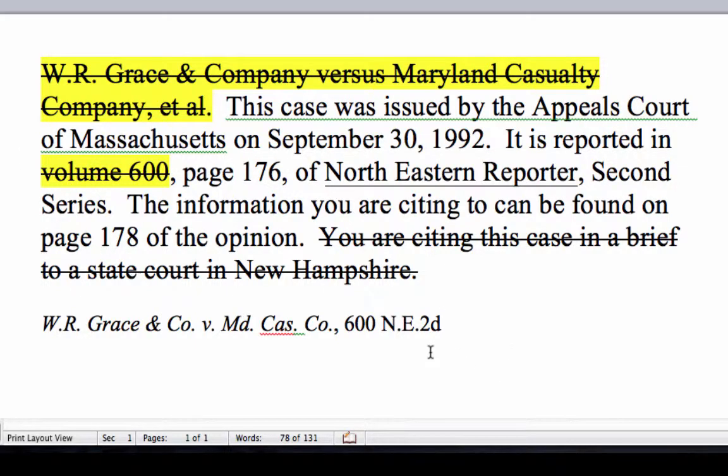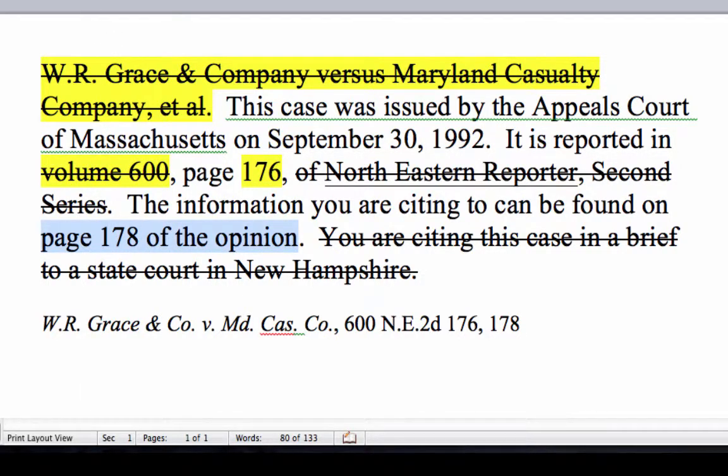This is where people run into spacing problems. Northeastern 2D, this is all capitalized, so there's no space. Numbers are treated just like capitalization, so there's no space here. And then the next thing you need is the page number. So the page number is 176. So we put 176 because we've gotten that it's on page 178 of the opinion. Just put comma 178.